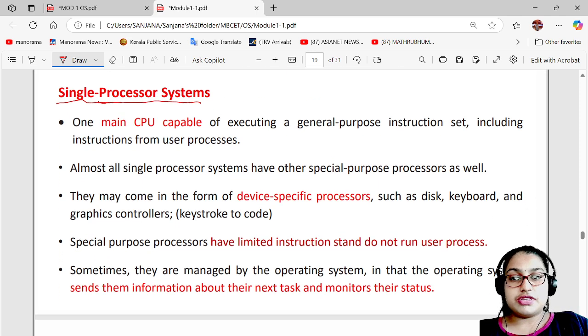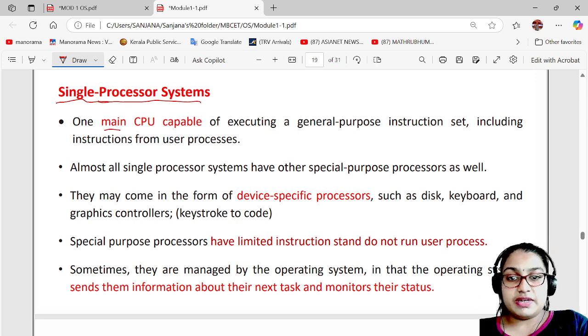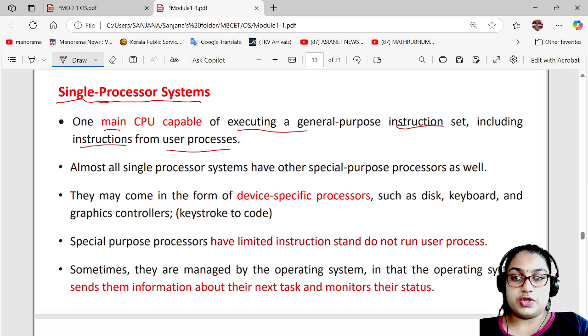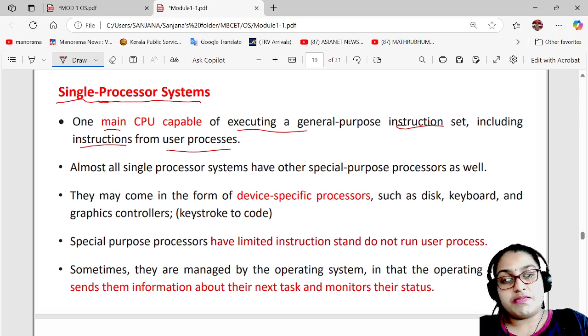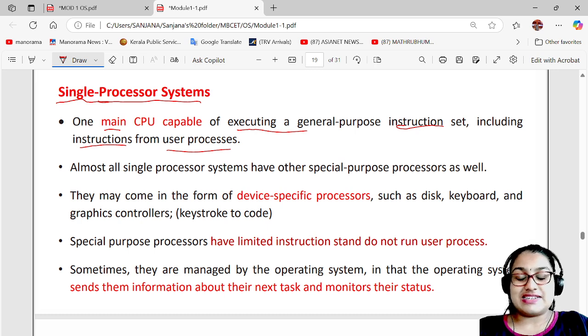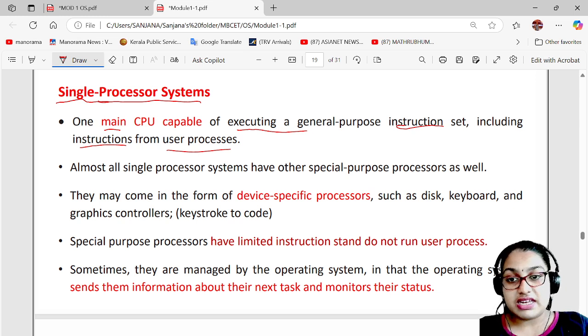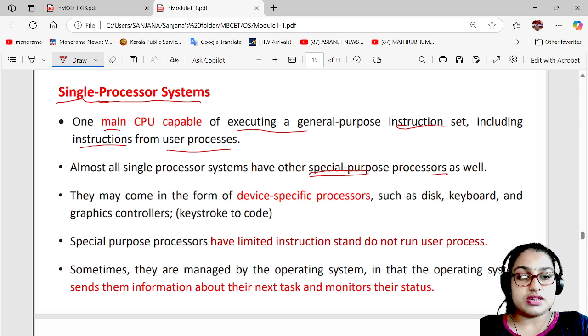In a single processor system, there is one main CPU, which is capable of executing a general purpose instruction set, including instructions from user processes. Also, almost all single processor systems have other special purpose processors as well, because single processor means only one main CPU, and to help it, it will have special purpose processors with it, and they may come in the form of device specific processors. A device specific processor can be for a disk, keyboard, graphic controller, etc.